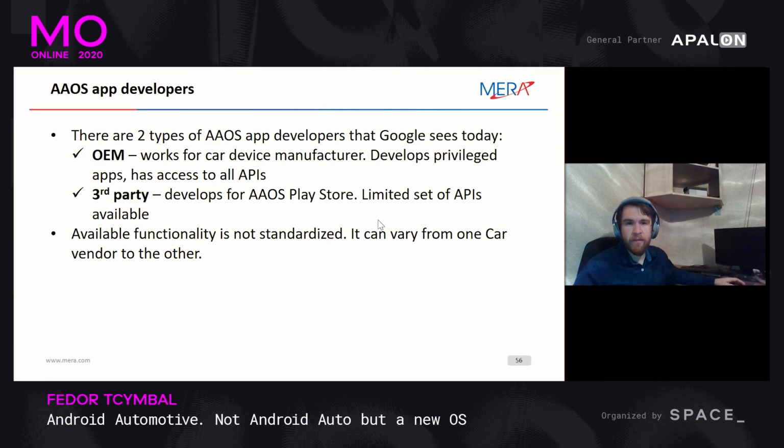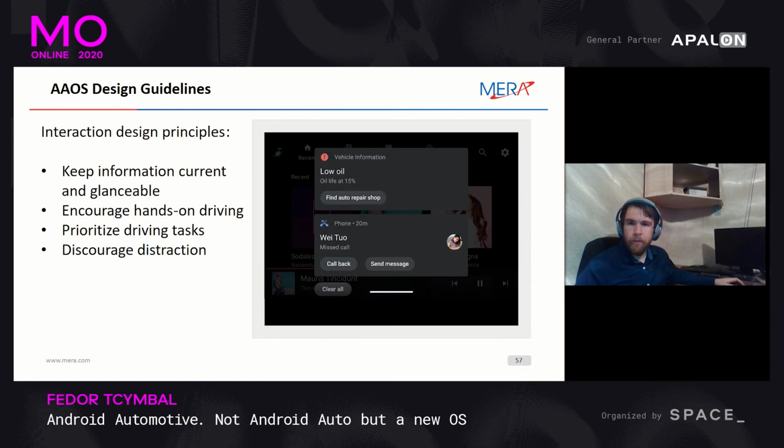So I was saying that this is quite a different mindset for a developer. It's also quite a different mindset for a UX designer, because you need to create a design which follows different principles from the ones that are normal for a mobile phone. On the mobile phone, you want to keep the user engaged. You want to keep him interested in your UI. And here it's the opposite. You want the driver to be focused on the road. You don't want him to be distracted by your app.